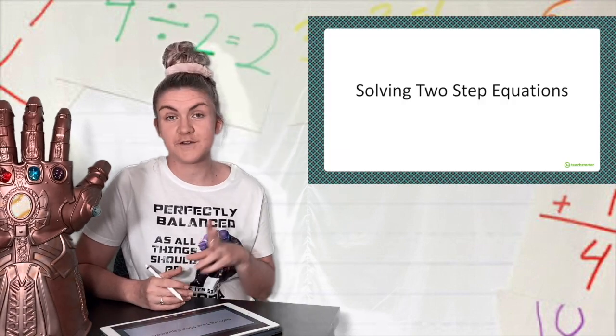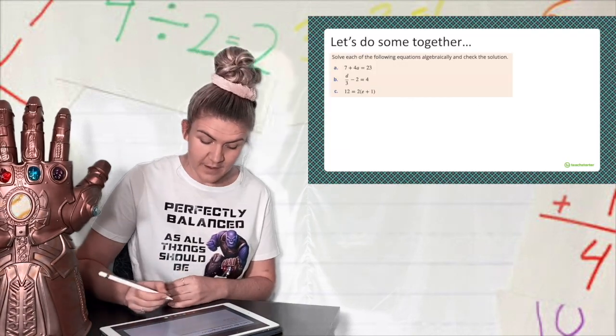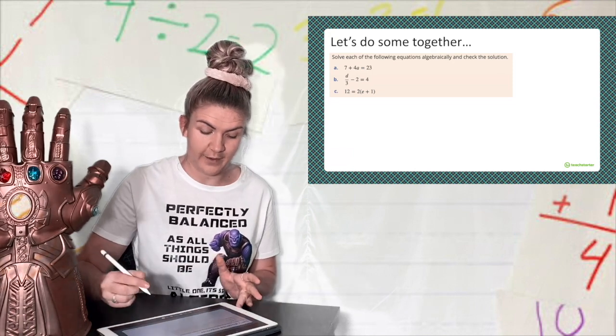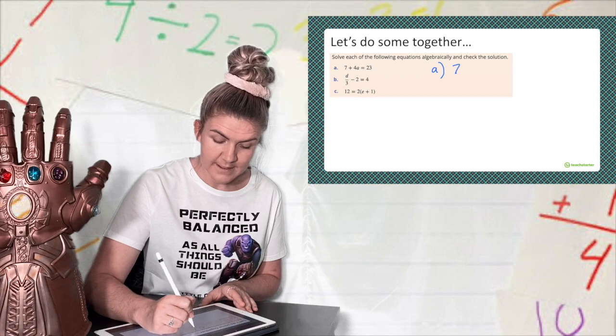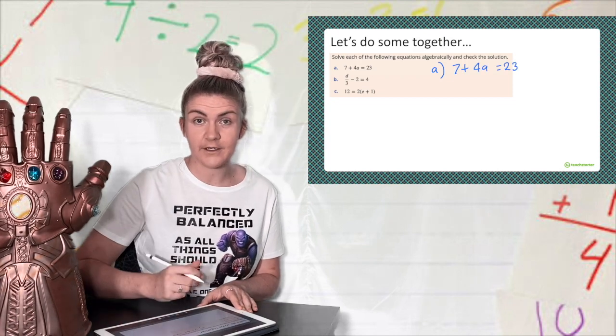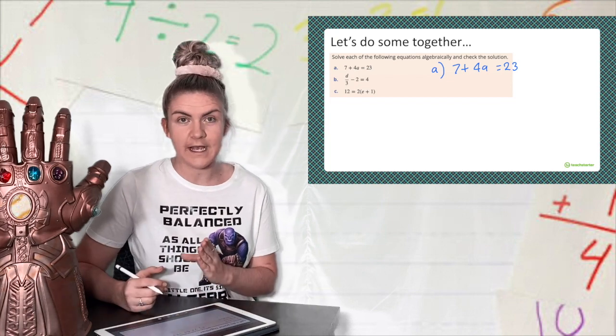Practice doing some equations where we have 2 steps. So the first thing is always the same: write out the equation. 7 plus 4a equals 23. Now this is where it comes in handy to write out the steps. What is happening to a?